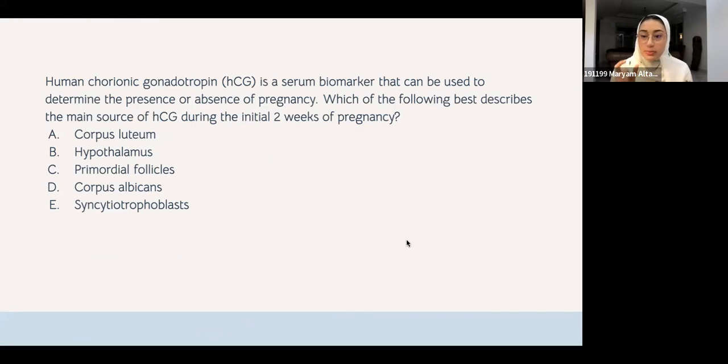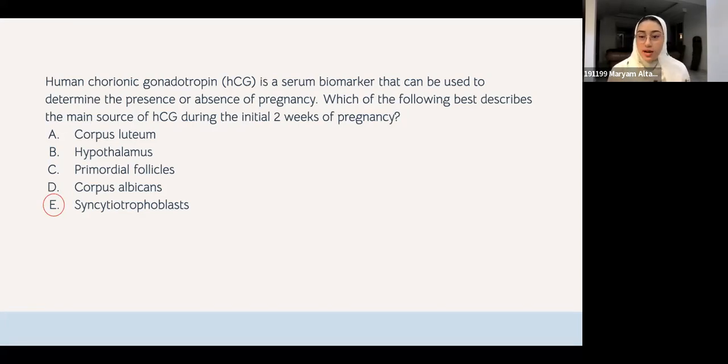On the same note, we're talking about beta HCG, right? And remember, I say beta HCG because in pregnancy we detect the beta subunit. So HCG is a biomarker that can be used to determine presence or absence of pregnancy. Which of the following best describes the main source of HCG during the initial 2 weeks of pregnancy? A. Corpus luteum, B. Hypothalamus, C. Primordial follicles, D. Corpus albicans, or E. Syncytial trophoblasts. You guys got it immediately. The answer is E. Syncytial trophoblasts.